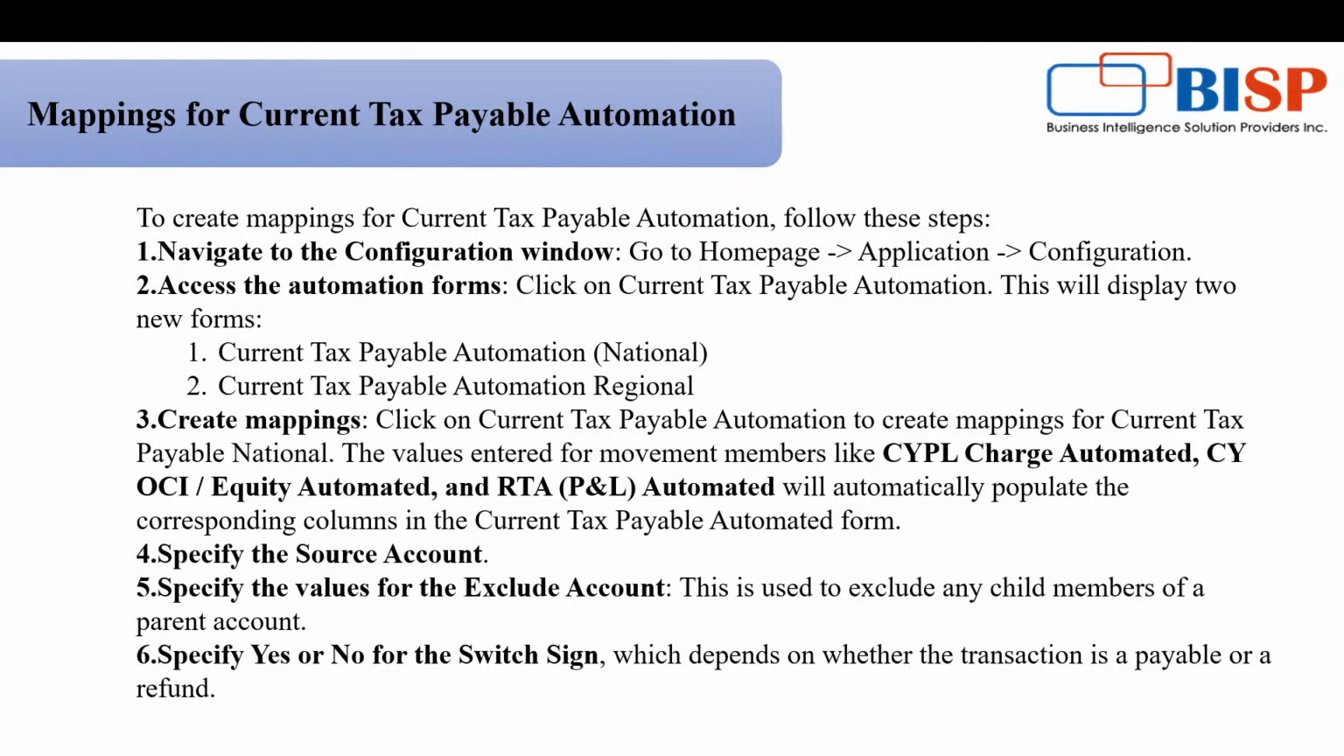Right, from the home page we will navigate to our configurations. Under the configurations we have current payable automation in forms. We have current payable automation national or regional. We can even create mapping through CY, that is current year P&L charge automation, or current year equity automation, or the RTA P&L automation. Right. Then there is the excluded account: if certain accounts should not be included, like the child member of a parent account, you can mark them as excluded.